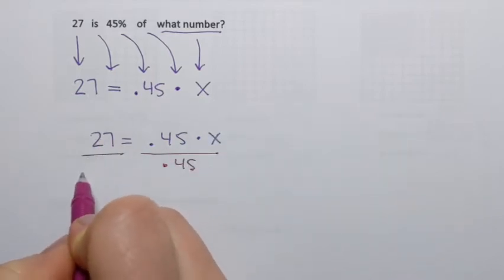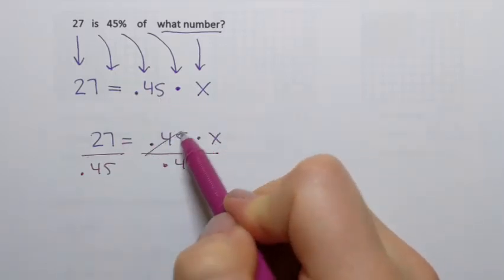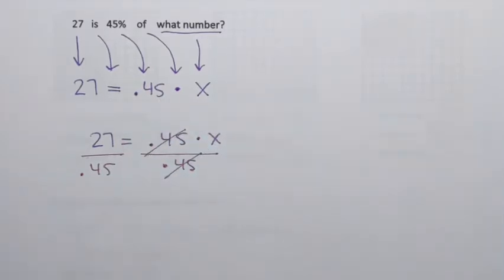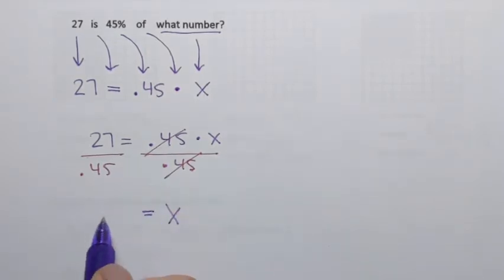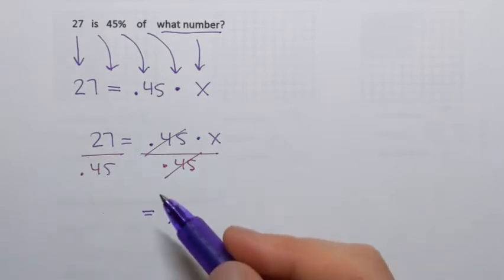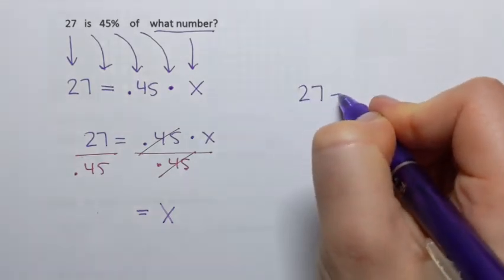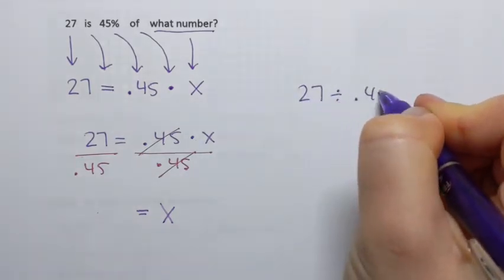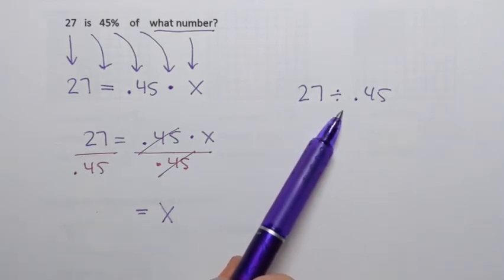And then I'll have to divide by 0.45 on the left-hand side, right, to keep my equation balanced. So that I can cross out. So it's going to be just x on the right-hand side. Here's the equal sign, and the question is what to put here. Well, I have to perform the division. So what I need to do, I need to divide 27 by 0.45, right? That's the separation. How do we divide 27 by 0.45?